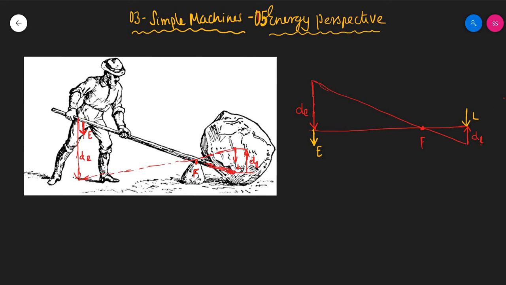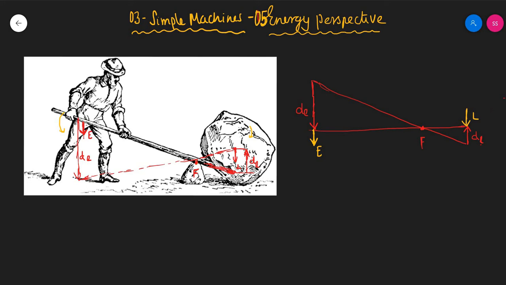Okay, so in this video we are going to look at simple machines from the perspective of energy. So far we have been looking at it from the perspective of torque. We always say that your input torque is equal to the output torque. Now we're going to look at it from the work point of view.